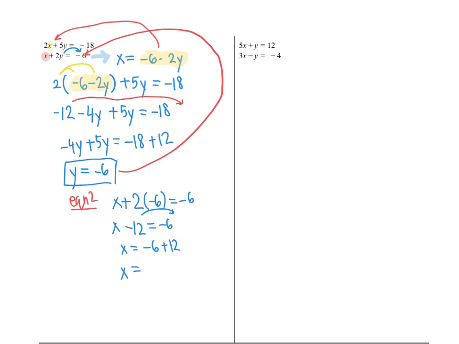So -6 plus 12 is +6. So therefore, the point of intersection is 6, -6. All right.